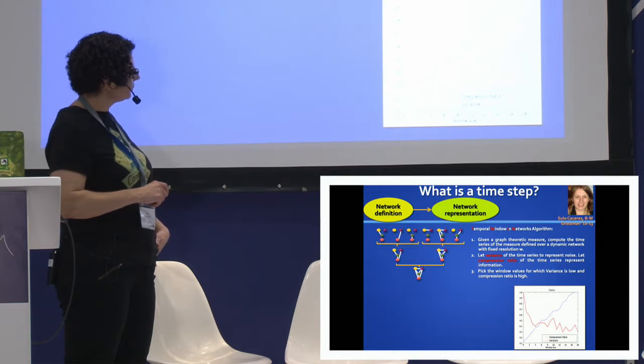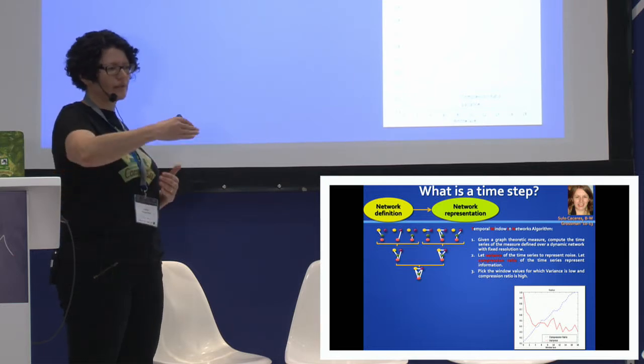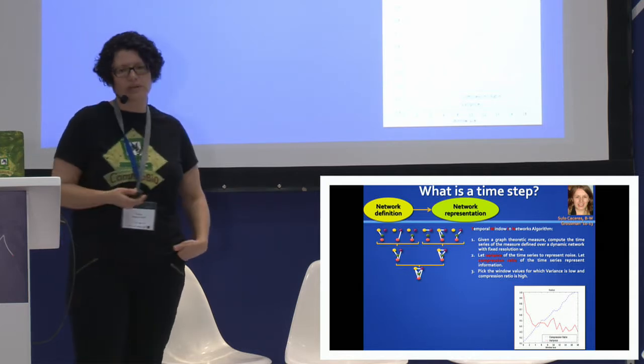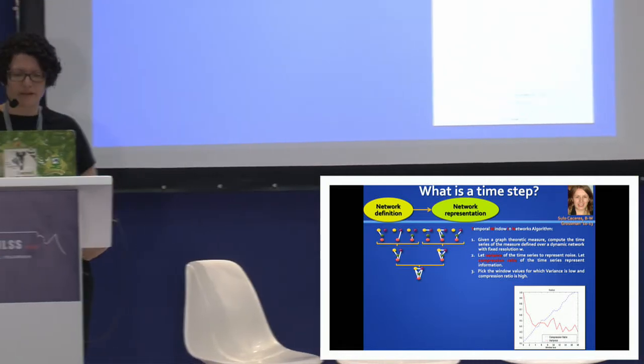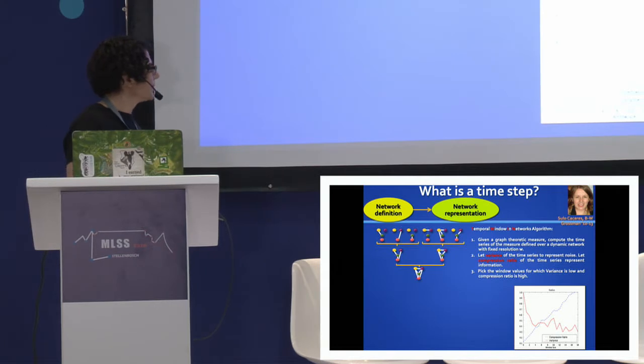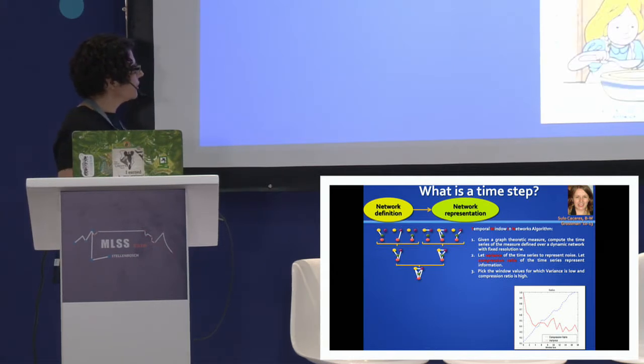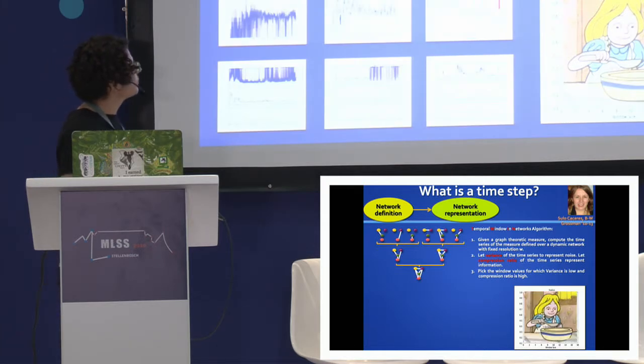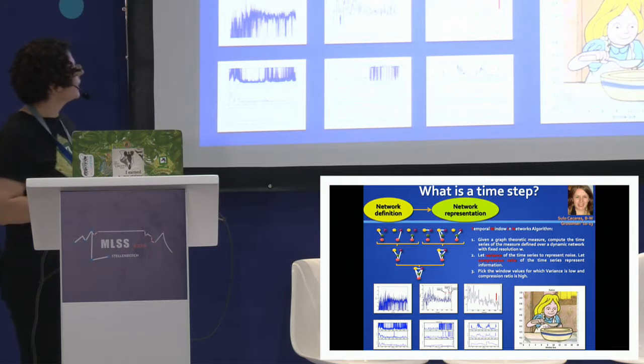So you can look at the network density at different levels of aggregation and look at the variance versus compression ratio. Compression ratio is a nice signal proxy empirically. And so then you can really find the just right window of aggregation. We call this algorithm TWIN, temporal window in network algorithmics.